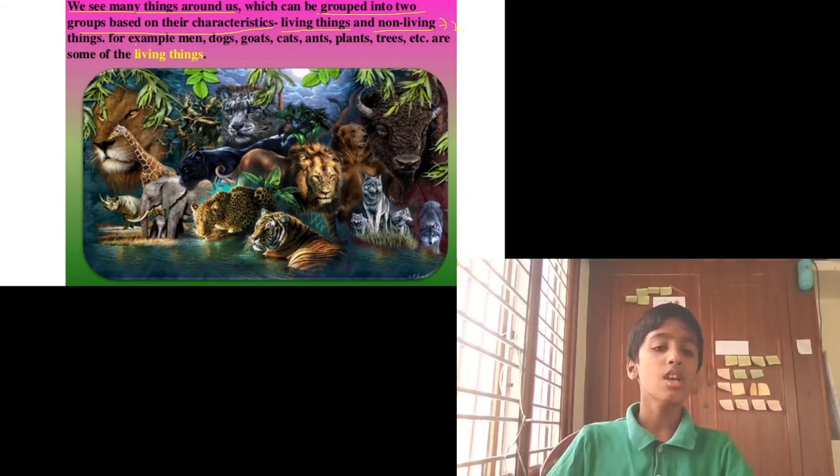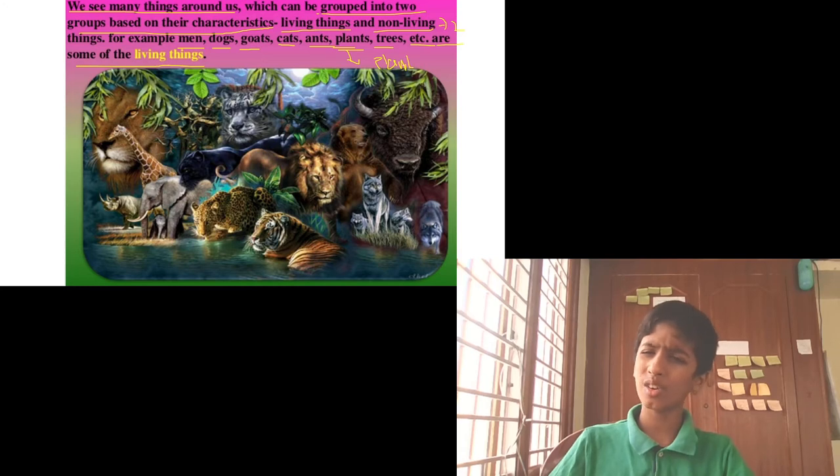There are two types. For example, men, dog, goat, cat, ants, plants, trees, etc. are all living things. Now you might have a doubt: are plants living or not? So what characteristics do living organisms have?